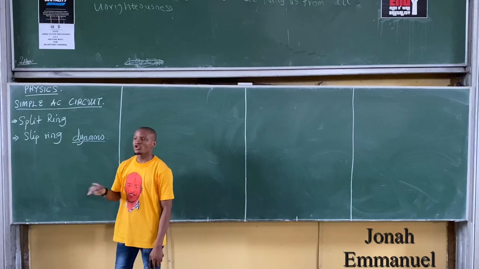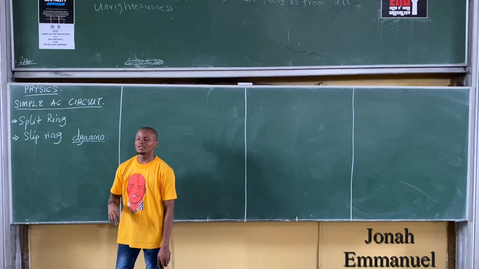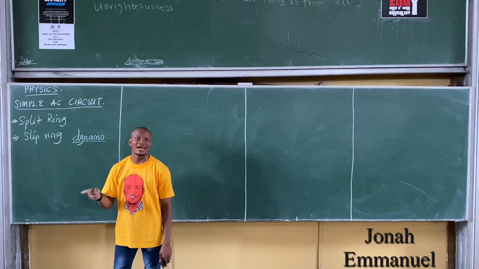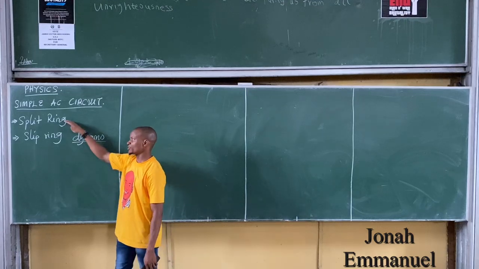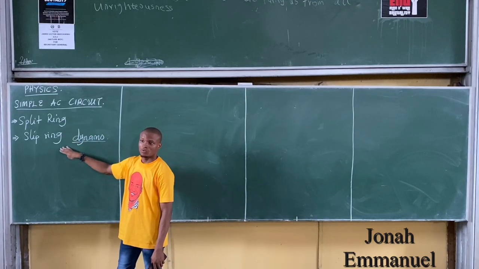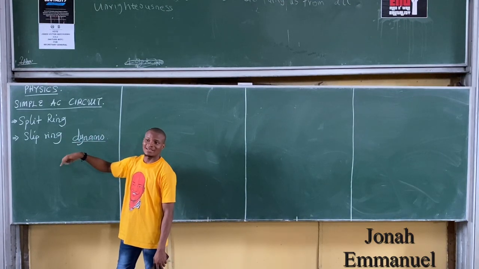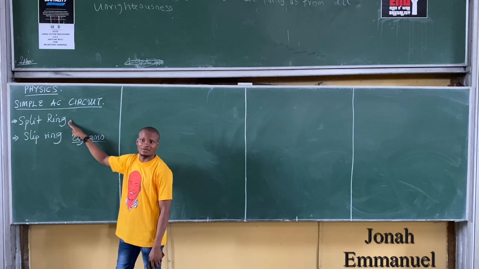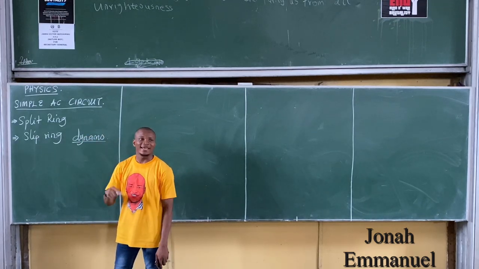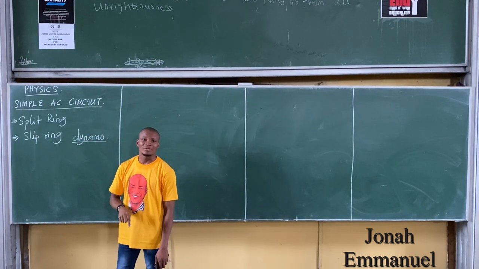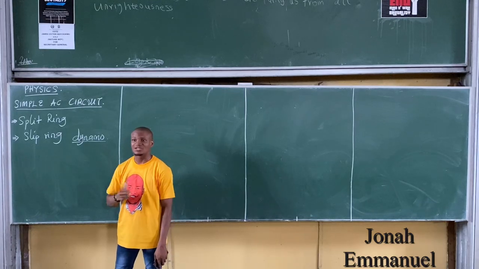Alright, if you are asked which of the following differentiates between an AC and a DC, is it split or slip? The split ring differentiates between an AC and a DC. Which of them helps to convert an AC dynamo to a DC dynamo? The slip ring. Don't forget, it's a usual past question.